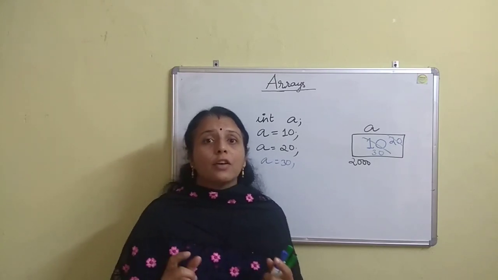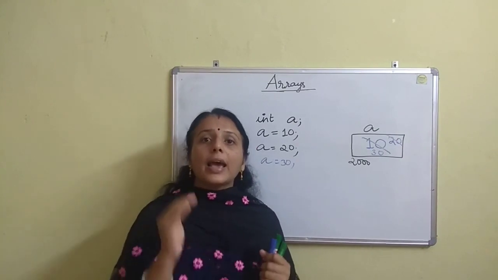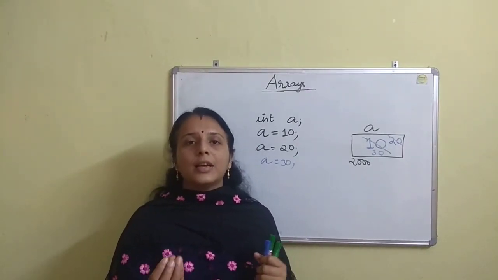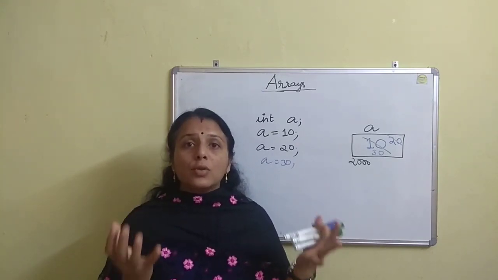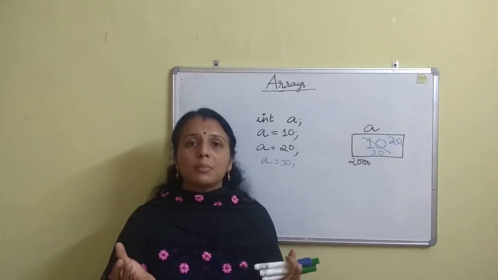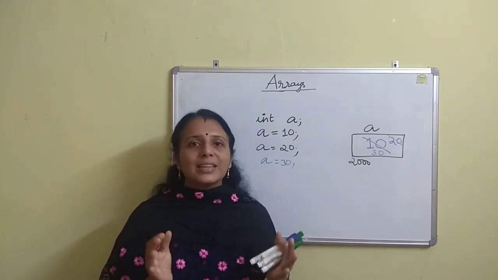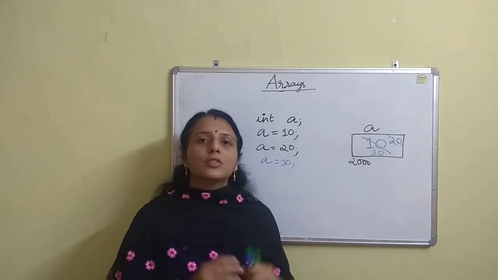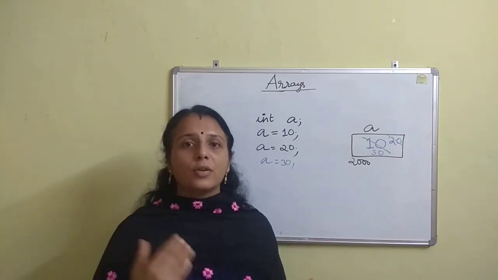And think of a situation where you have 100 employees in your organization and you are supposed to store the phone numbers of 100 employees. Then you would have to use 100 different variables to store the phone numbers of individual employees. That is complex, and that is impractical in a programming language. So because of this drawback of a variable, we are going for the array concept.